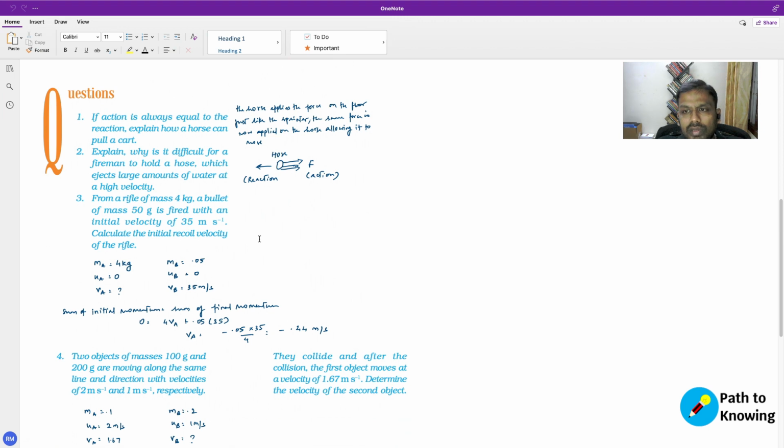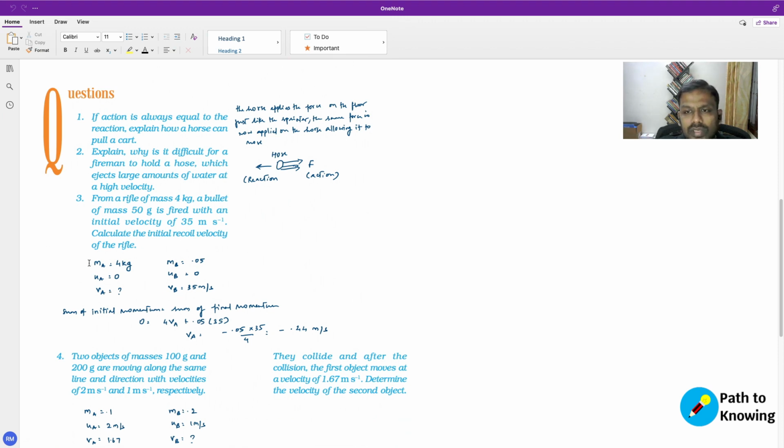The recoil velocity, which is the reaction, right? If firing the bullet is the action, then the way the bullet would have acted on the gun is the reaction, right? So that would result in the recoil velocity. So just before the bullet was fired, we know that the gun and the bullet, both of them were at rest.